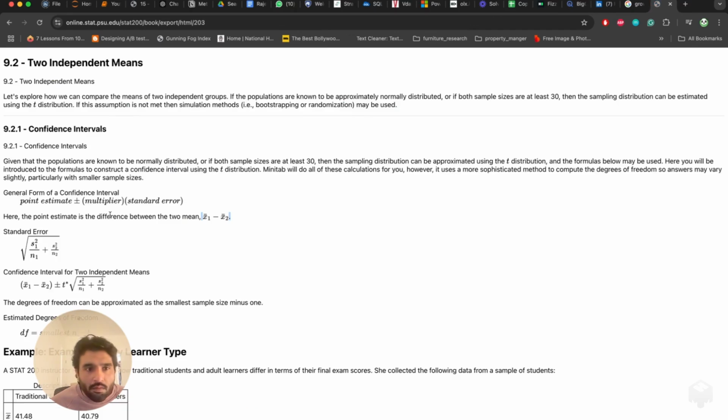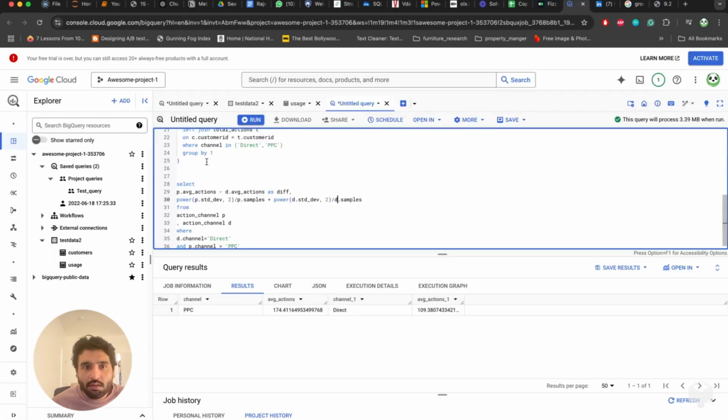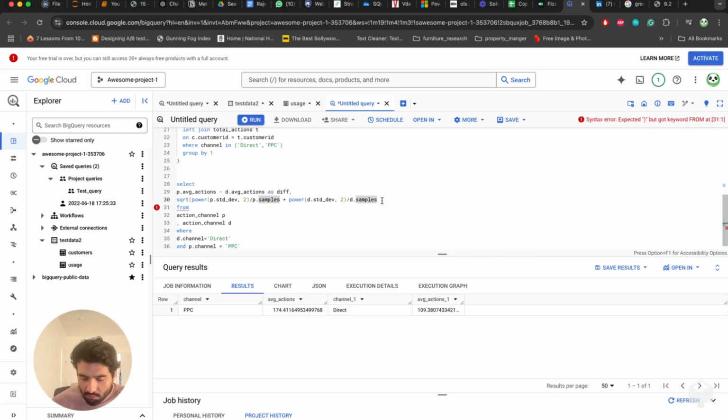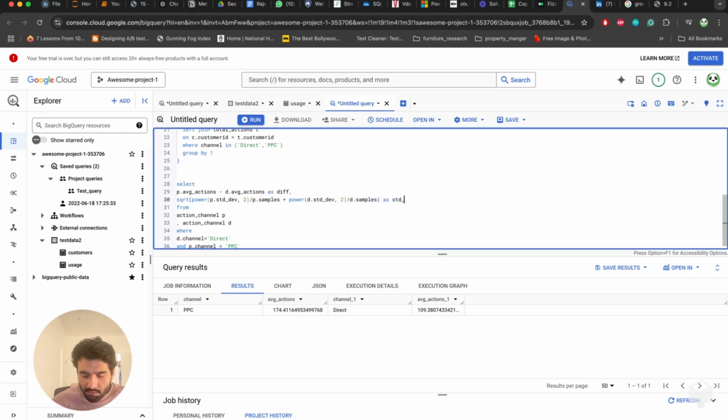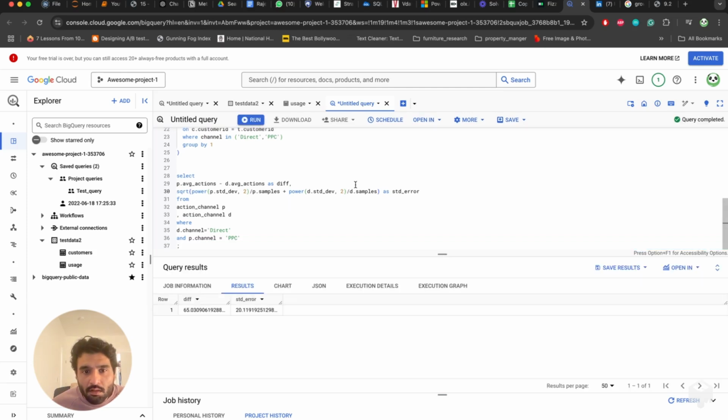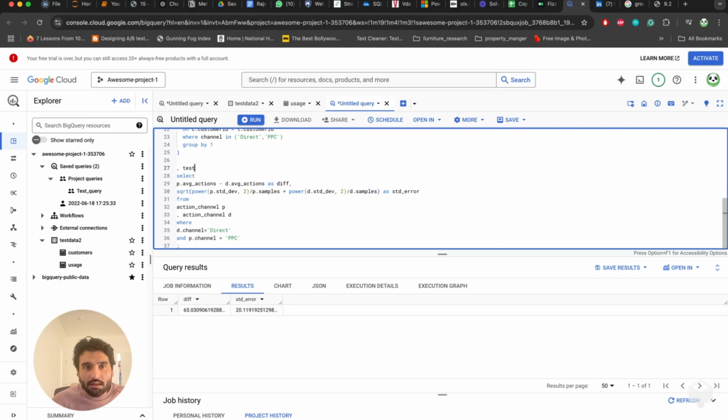Okay, so we basically just wrote this part. Now we have to add a square root. To add a square root, we're going to use the inbuilt function square root, and then we're going to call it standard error. So let's run it and check. Hopefully it runs. It did. So now we're going to call this group stats. We're going to create this as a CTE just for clarity.